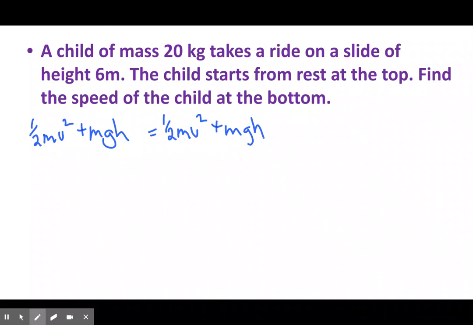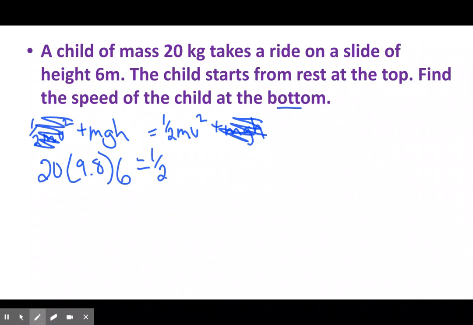Okay, so he is starting from rest. So that's going to cancel out because his velocity is going to be 0. He's going to be at the bottom, so his height afterwards will be 0. So that's going to cancel out. So we just have the initial PE is going to equal the final KE. So let's plug in mass of 20 times 9.8, height of 6 equals 1/2 mass of 20 v squared.